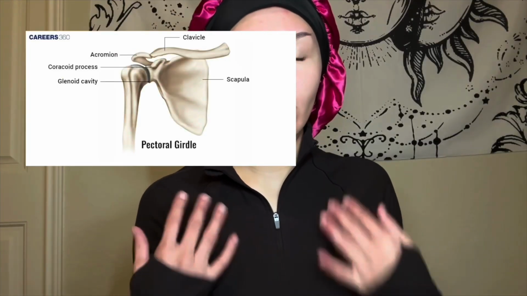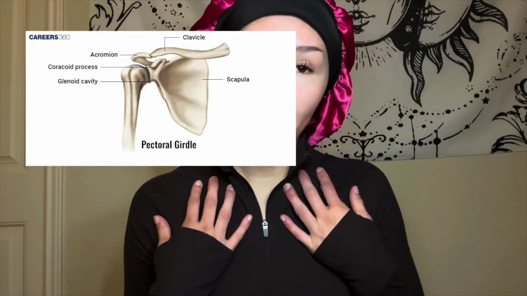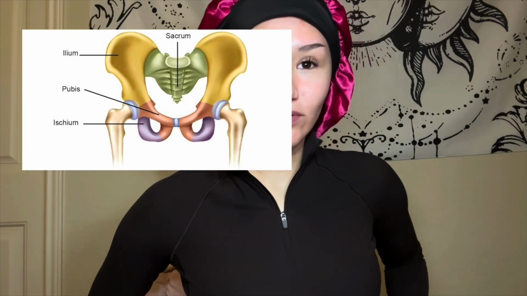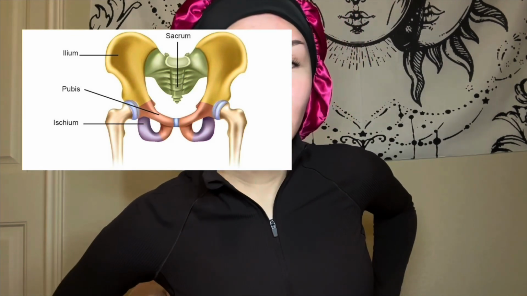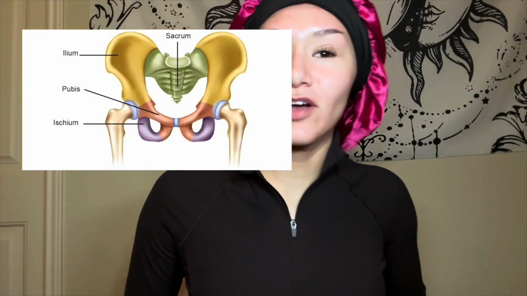And last on the list, we have our girdles, our pectoral girdle and our pelvic girdle. Our pectoral girdle consists of our clavicle, also known as the collarbone, which is also a very commonly fractured bone, as well as our scapulas, our shoulders, and our pelvic bones, which is the ilium, as well as the ischium and pubis bones down in our pelvic girdle.